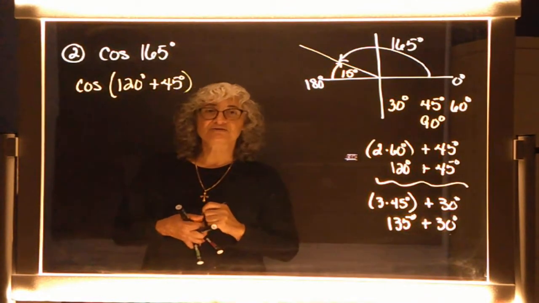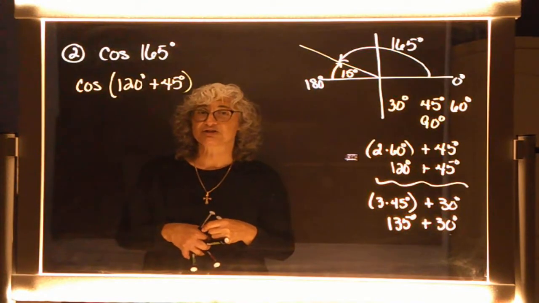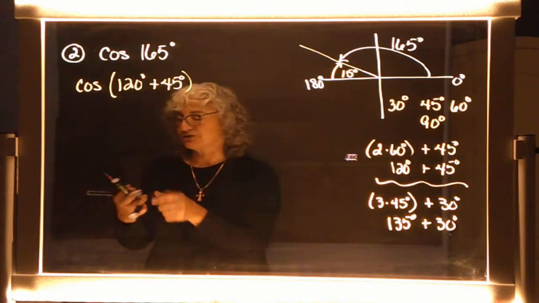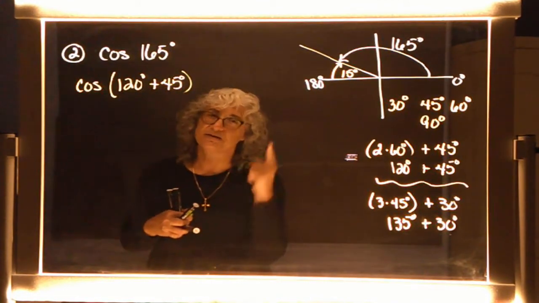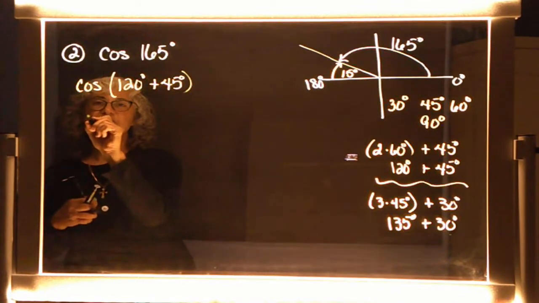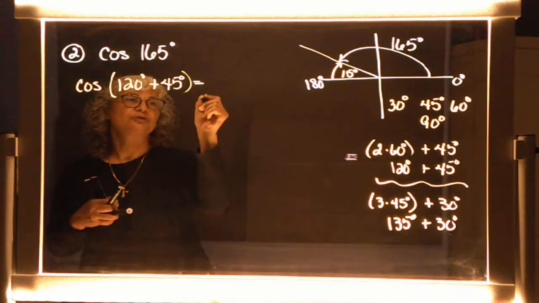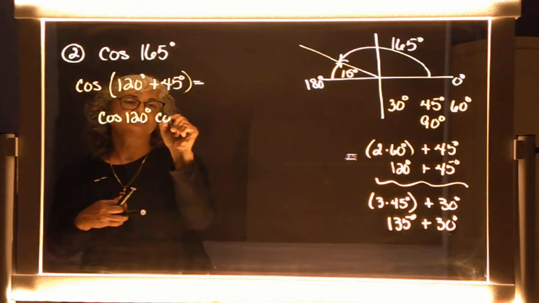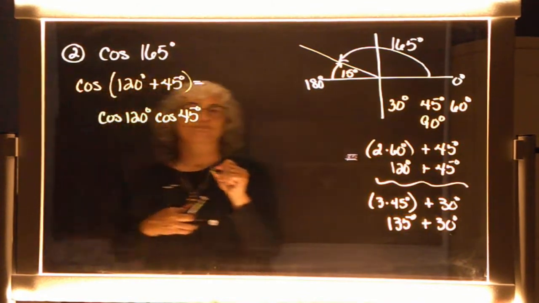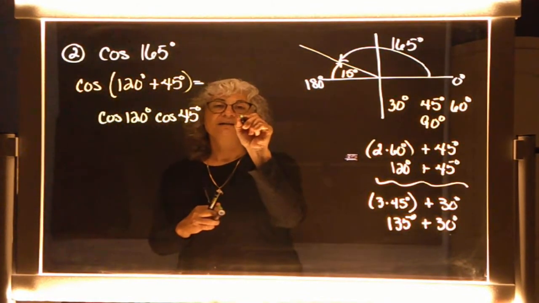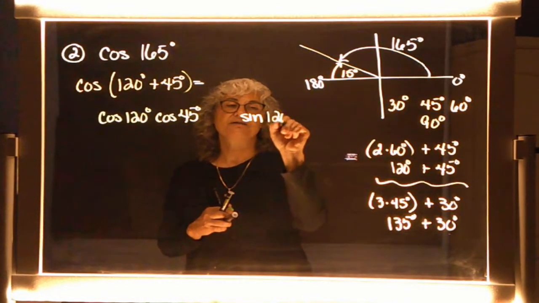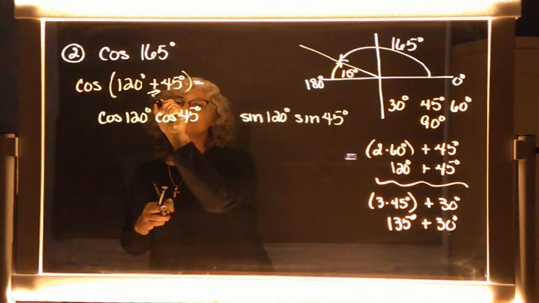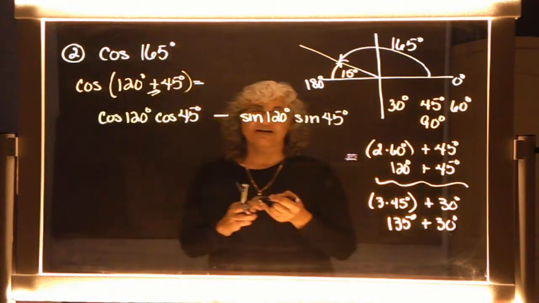Which means we have to use our sum and difference formula, don't we? Okay, so what this is going to look like, and I'm going to write it underneath. Remember, cosine's the greedy one. That's how I remember it. Cosine's the greedy one. So this means it's going to be equal to the cosine of 120 degrees times the cosine of 45 degrees. And then it's going to be the sine of 120 degrees times the sine of 45 degrees. And since this was addition, and cosine's the greedy one, it changes to subtraction.